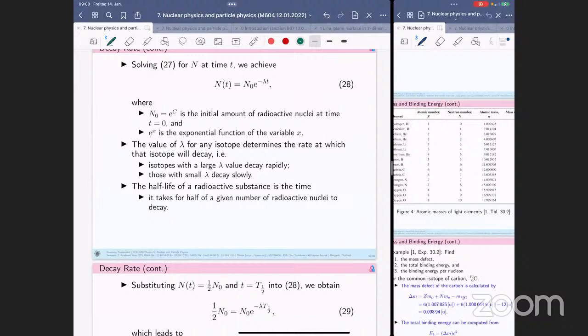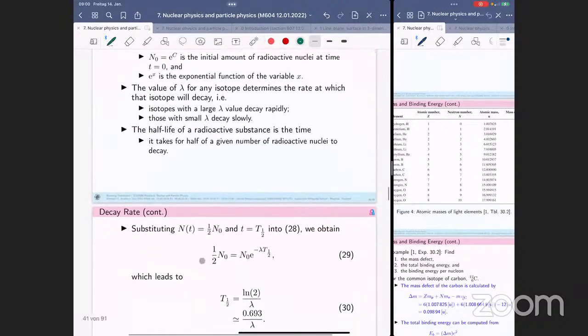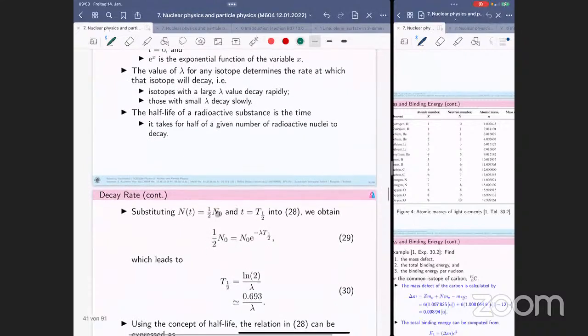The next thing is that we substitute, at time equal to T1/2, which is introduced and known as the half-life. Okay, half-life: the time at which the nuclei remain at only half the initial amount.